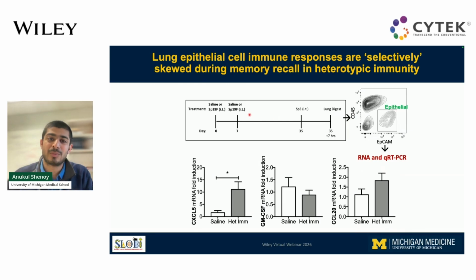So to ask this question, we took the same experimental setup, took naive mice or experienced mice, gave them the pneumococcal challenge, and then processed the lungs to sort out the CD45 negative EpCAM positive epithelial cells, isolated RNA, and did qRT-PCR for three main chemokines. One of them being CXCL5, but GM-CSF and CCL20 were the other two. The reason we looked at these two chemokines as well is because prior work in our lab had shown that all these three chemokines are technically under the control of the same transcription factor, NF-kappa B RelA.